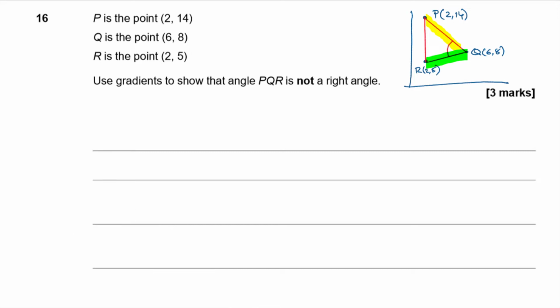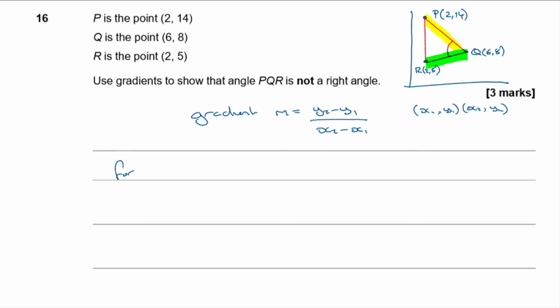How do you find the gradient of a line? You can use the gradient formula: m is equal to y2 minus y1 over x2 minus x1. That's the formula for two coordinates (x1, y1) and (x2, y2). We're going to use that formula for finding the gradient of PQ and for QR or RQ. I'm not quite sure which way we're going to do it, but let's go and do that then.